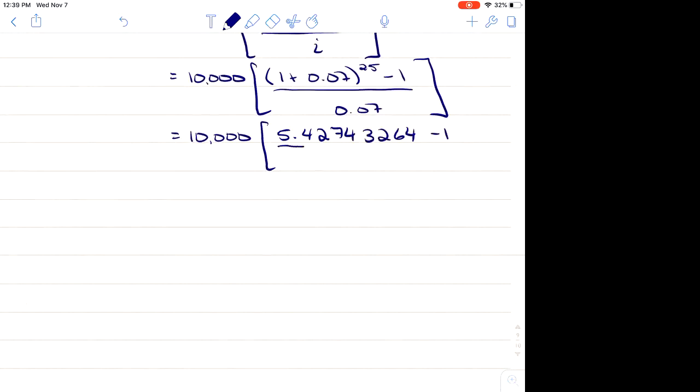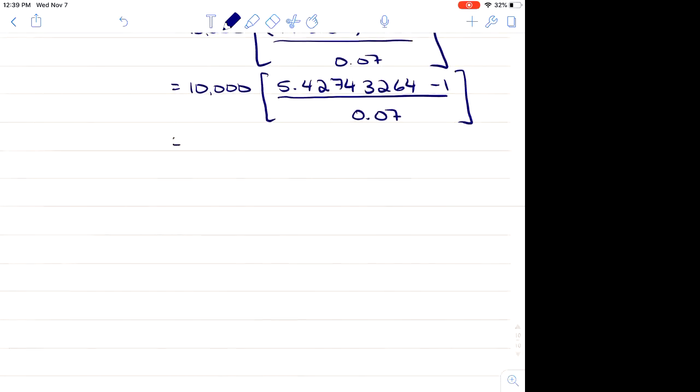5.42743264 minus 1 over 0.07. Is that what you guys got? 1.07 to the power of 25, minus 1, divided by 0.07. So we get 10,000 times 63.249037772, times 10,000.